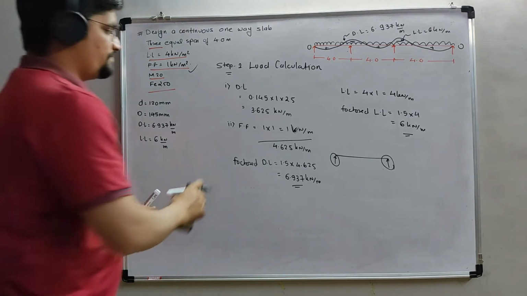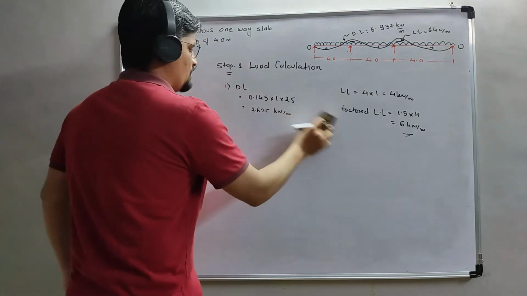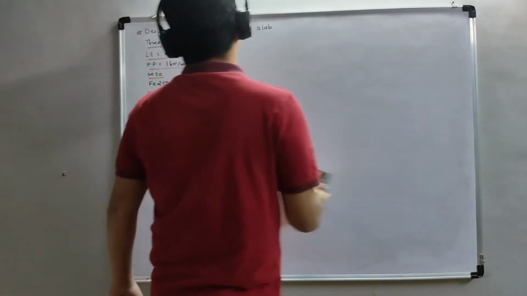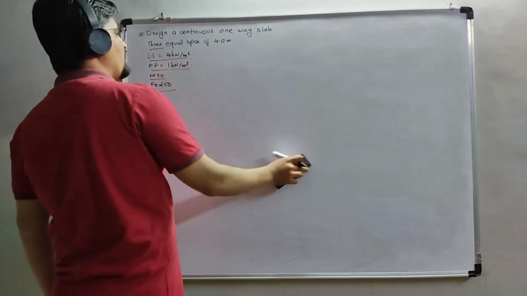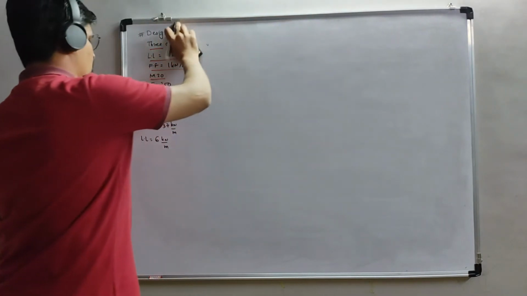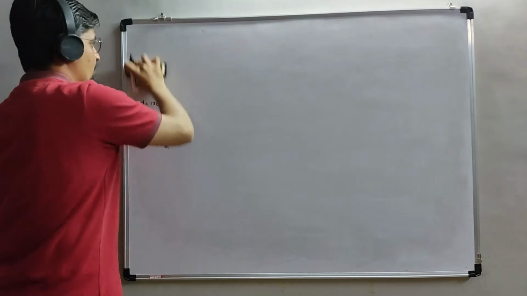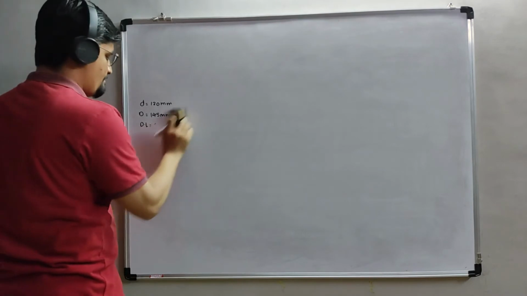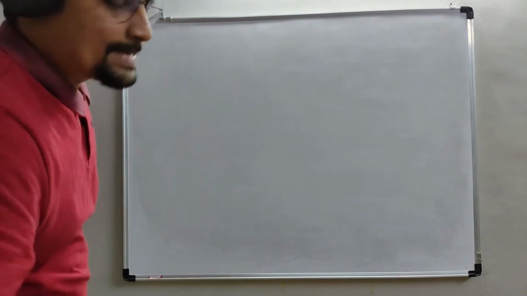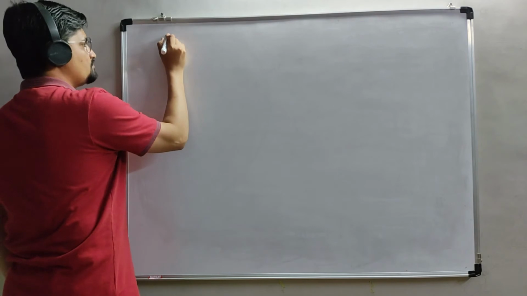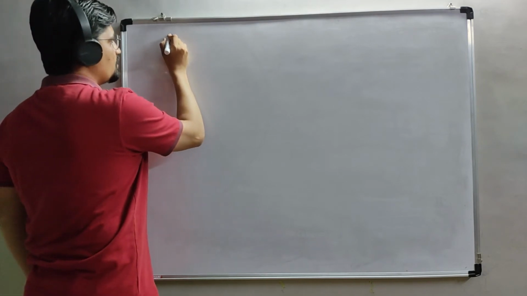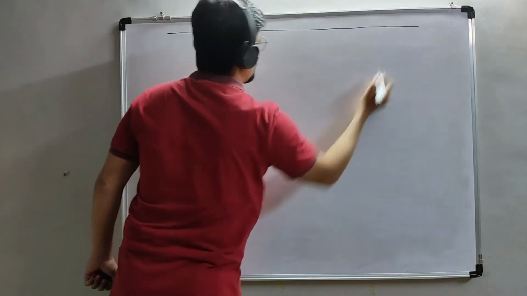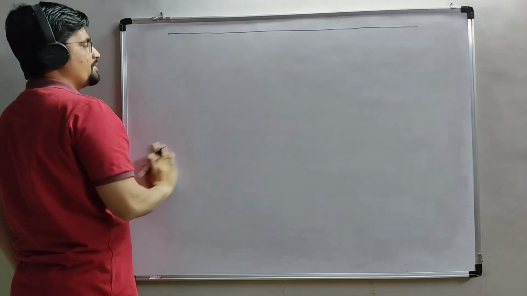Okay, so it is very easy. Nothing is hard to solve. Okay, everything is very much easy. So first of all, I am drawing the figure. The figure is like this. This one is our one-way continuous slab. Okay.